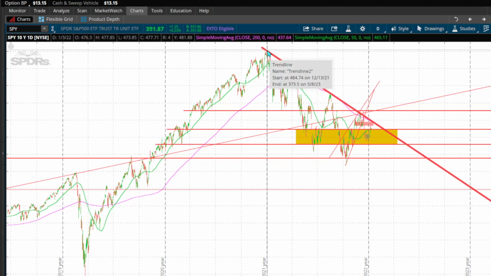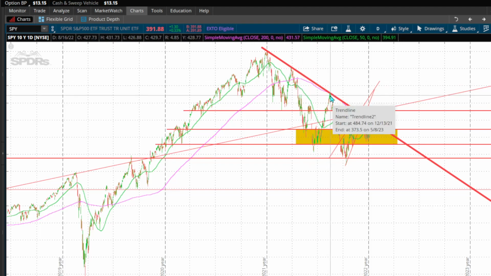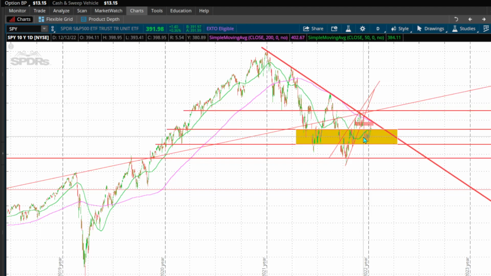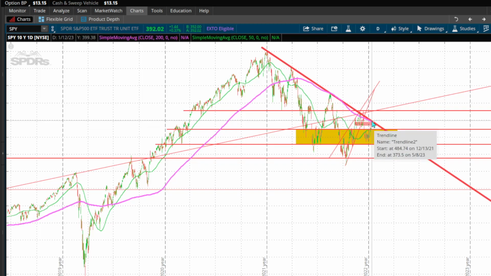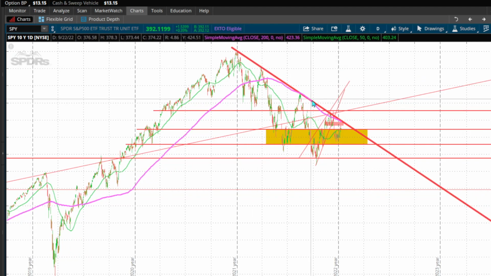So right here in January of 2022, we rejected pretty hard, and we rejected once more in late March of 2022, again in mid-August of 2022, and once more in late November of 2022, which caused our December sell-off. Now we're trying to get back into that area again. Do note that this trend line basically extends downward, so it's continuing down.